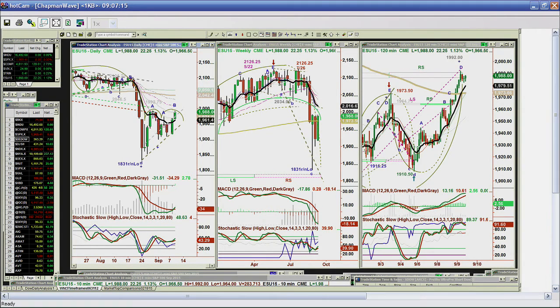This is still the September contract, and you can see that it's made a leg B in the Chapman wave methodology. We'll talk about that in a moment. And the weekly chart had a spectacular run from that low of 1831 to today's high right now in the 1987 area. That's 160 points.